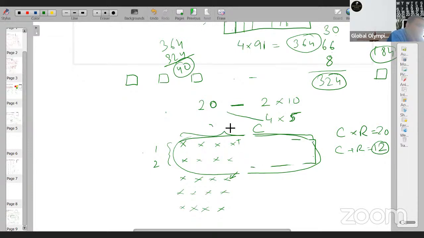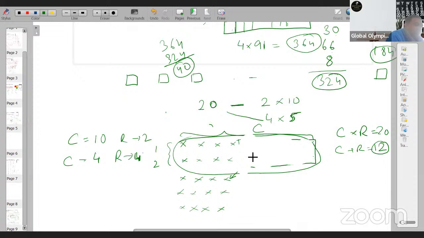Column reduced by 4, so column became 4 now. Earlier column was 10 and row was 2. Now my column reduced by 4, reduced to 4, and my row became 4.